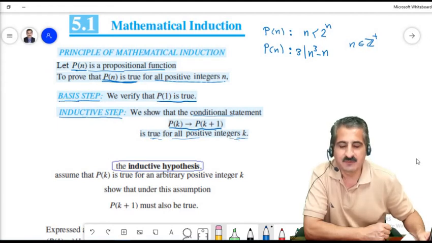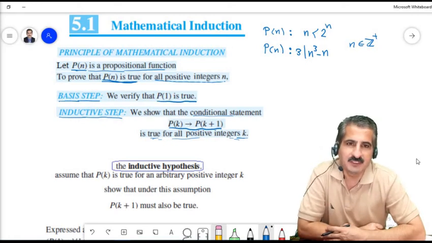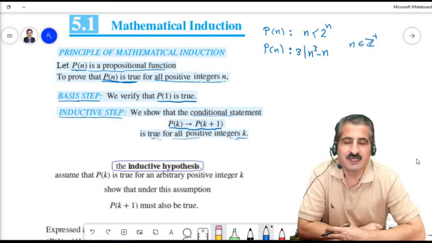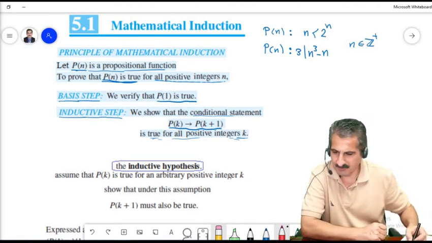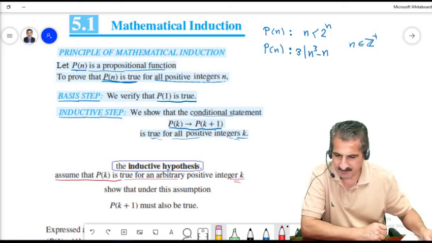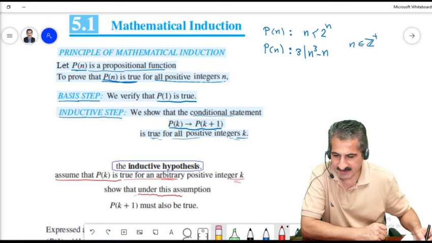Now this conditional statement assumes that P(k) is true, and then it uses this to prove that P(k+1) is true. This is very important to understand. We are assuming the following: assume P(k) is true for an arbitrary integer k. Under this assumption, we will show that P(k+1) must also be true.